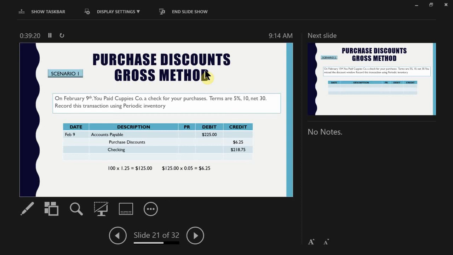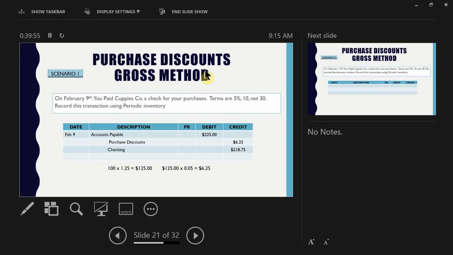Okay? So in this case, I did it on my total amount, which was $125. I took the 5% discount, which gave me $6.25. So then, of course, if I do this, my simple math, if I know that $225 is my grand total, and I subtract the $6.25, how much remaining am I going to have? The $218.75. And on top of that, now my debits are equal to my credits.